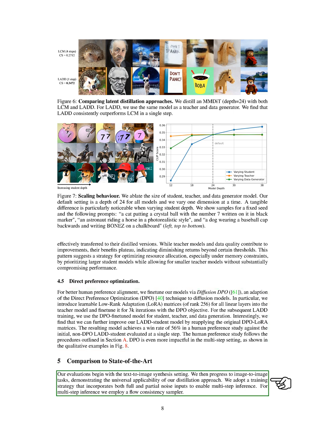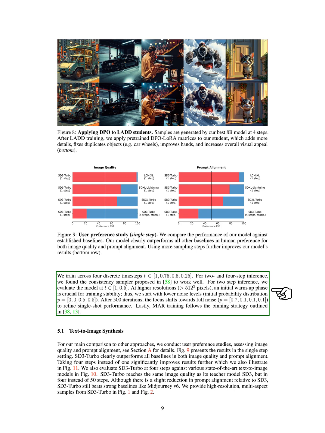DPO proves to be even more effective in a multi-step setting, as demonstrated in qualitative examples provided. We then move on to comparing our approach with existing methods in text-to-image synthesis and image-to-image tasks. We employ a training strategy that involves using both full and partial noise inputs to enable multi-step inference. For multi-step inference, we utilize a flow consistency sampler across 4 discrete time steps. We found that the consistency sampler works well for 2- and 4-step inference. At higher resolutions, we emphasize the importance of an initial warm-up phase for training stability, adjusting noise levels accordingly.